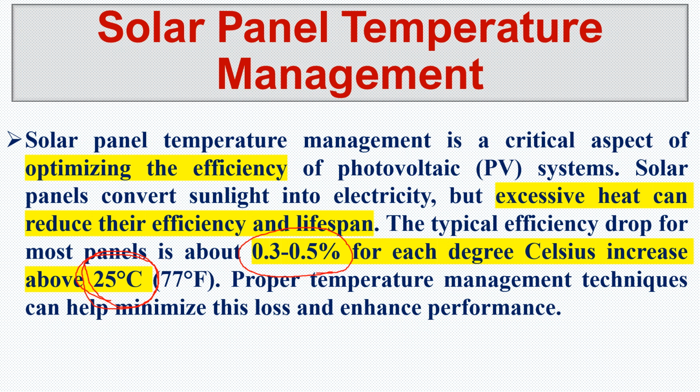So let's say these panels are now operating at 25 degrees Celsius above, then almost 1 percent efficiency is dropped. So you can calculate that your production will drop by 1 percent. A 1 percent efficiency drop means almost 1 percent of electricity production will be dropped. You can convert that into how much cost loss, how much money will be lost because of heating.